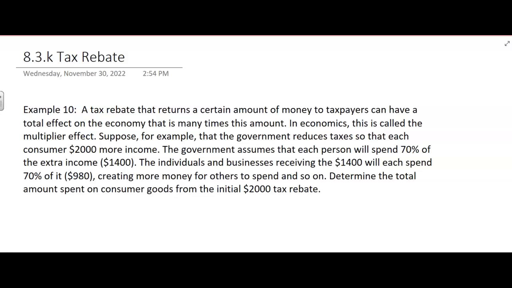Okay, so in this problem, it talks about a tax rebate. So a tax rebate that returns a certain amount of money to taxpayers can have a total effect on the economy that is many times this amount. In economics, this is called the multiplier effect.